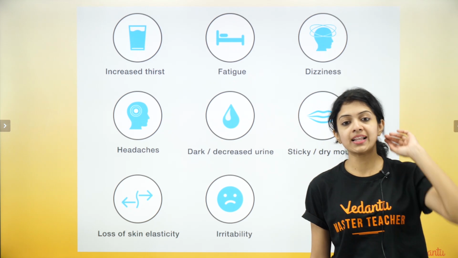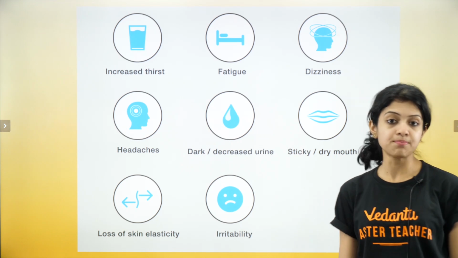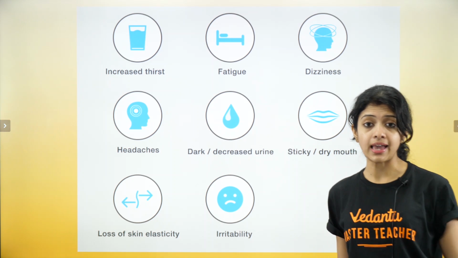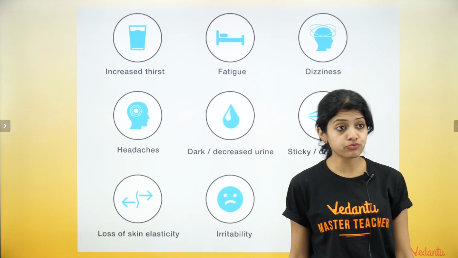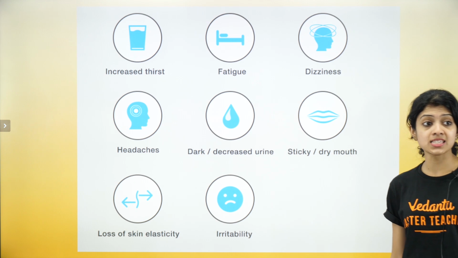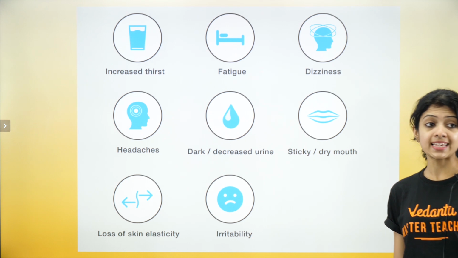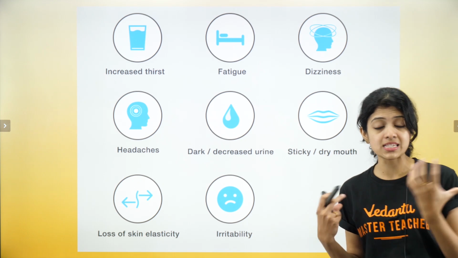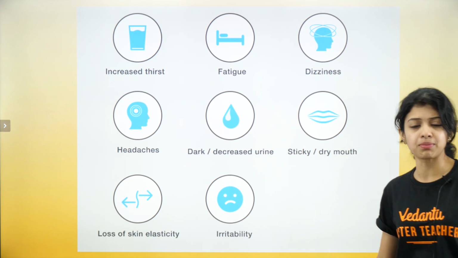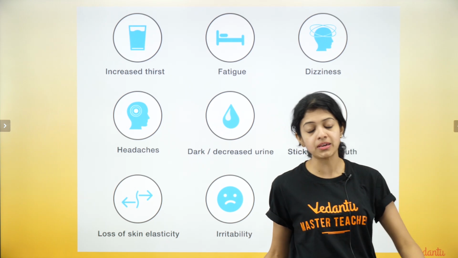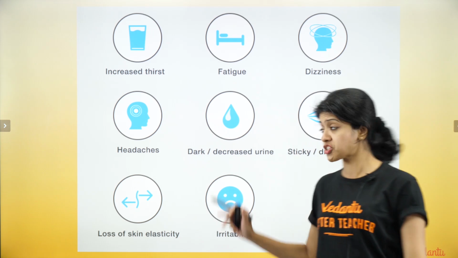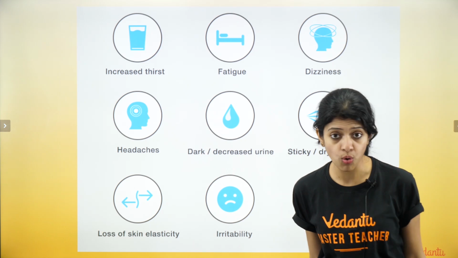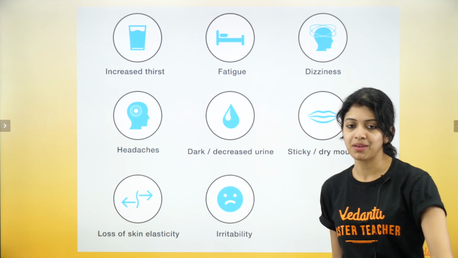Now, just have a look at this. How many of you have felt one or a few of these symptoms at any point in life, or even now, or have seen somebody experience these? Increased thirst, fatigue, dizziness, headaches, dark or decreased urine, sticky or dry mouth, loss of skin elasticity, by which I mean cracks or dryness in the skin, and irritability in general. Irritability, of course, can be caused by different reasons, but in relation to any of these, if you or someone you know has experienced this, do tell me right now.